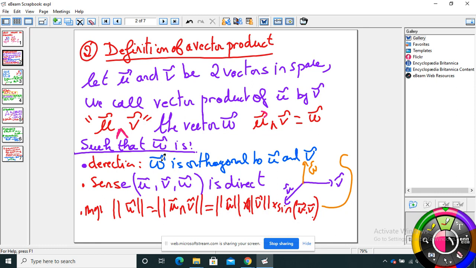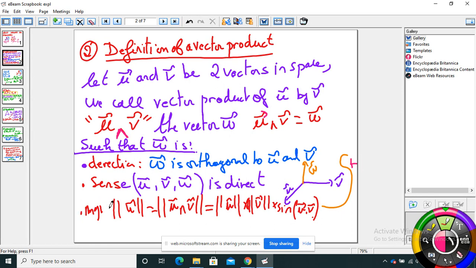What are the properties of this vector? What is its direction? W is orthogonal to U and V. This means when I do U vector V, W is perpendicular to U and V. We can say W is perpendicular to the plane formed by U and V. And U, V, W is a direct trihedron, meaning it follows the positive sense.